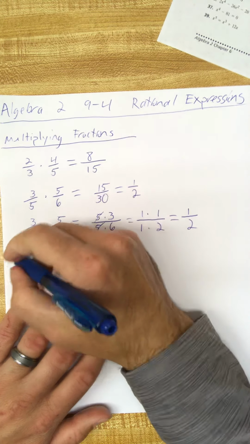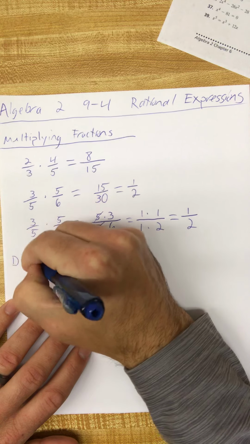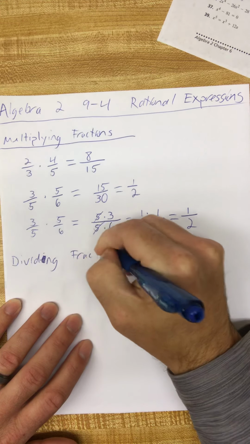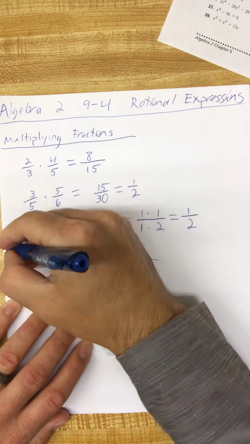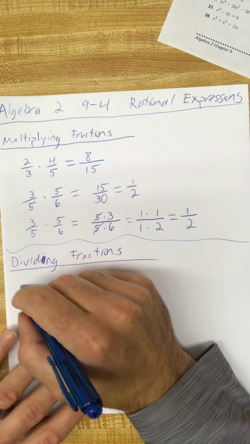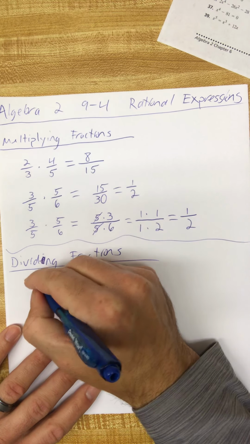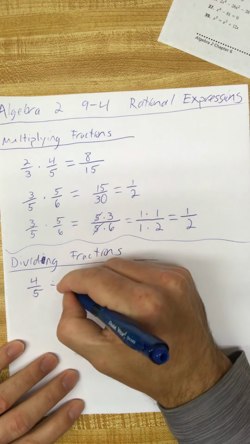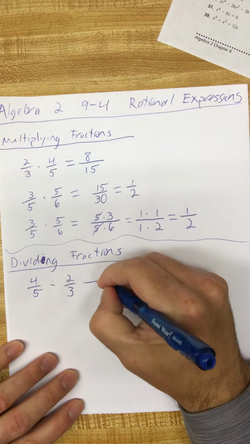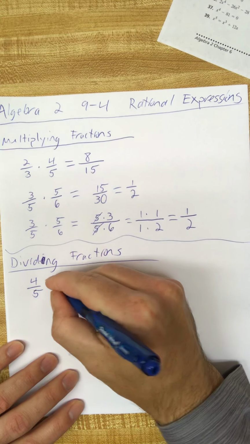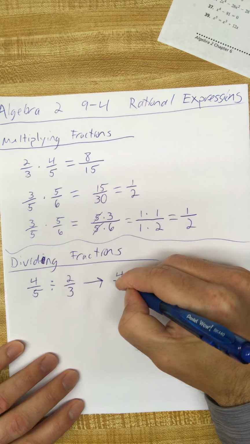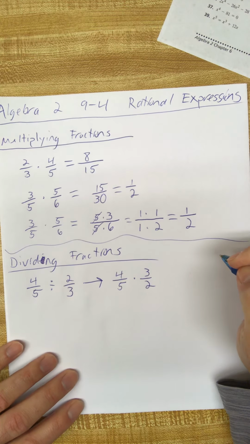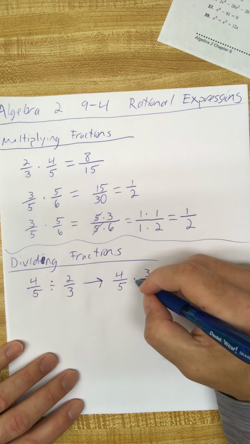All right, when it comes to dividing fractions, we really don't divide them. Dividing fractions. When it comes to dividing fractions, let's say we got 4/5 divided by 2/3. All right, you change this to multiplication. Your first fraction stays the same. We don't change that 4/5. We multiply by the second fraction. Okay, so we turn it into a multiplication problem.